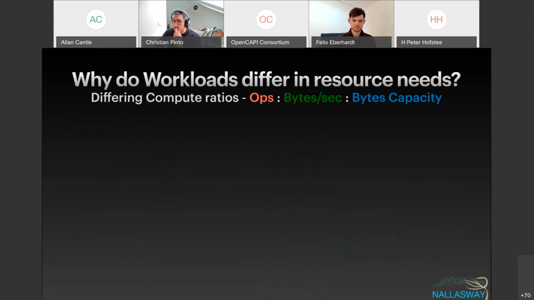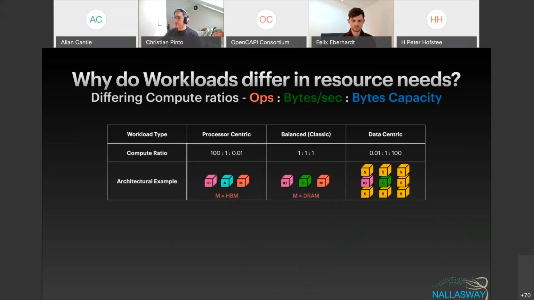Why do workloads differ in resource needs? Differing compute ratio is basically because of differing compute ratios. We've got operations to bytes per second to bytes of capacity as our classic ratio comparison. If we separate these into three extremes, we've got the processor-centric, where the compute ratio is very flops-biased, with decent memory bandwidth and not much memory capacity. A good example of that, just one example, is a GPU with its HBM attached memory.